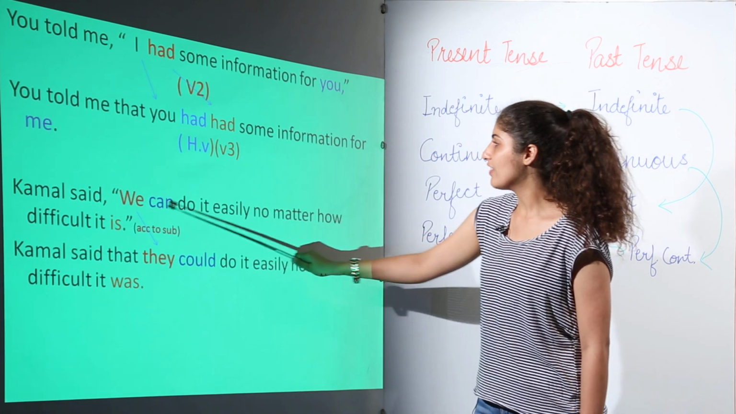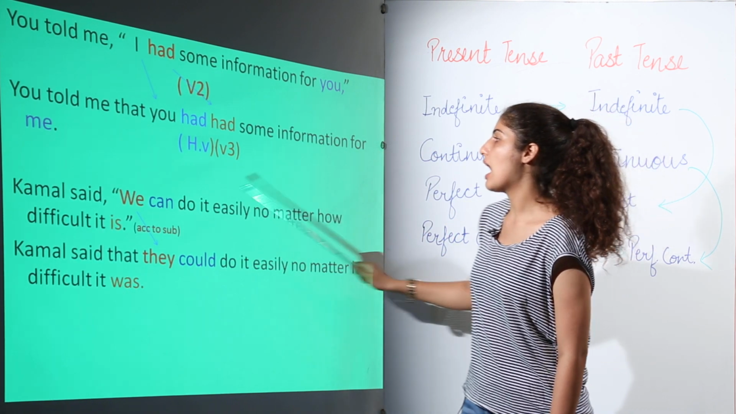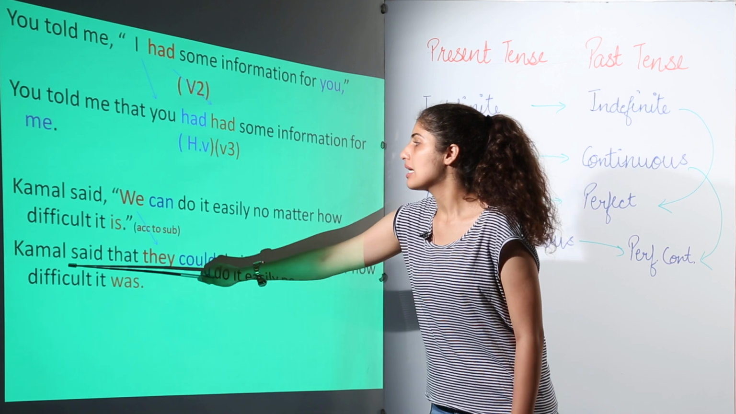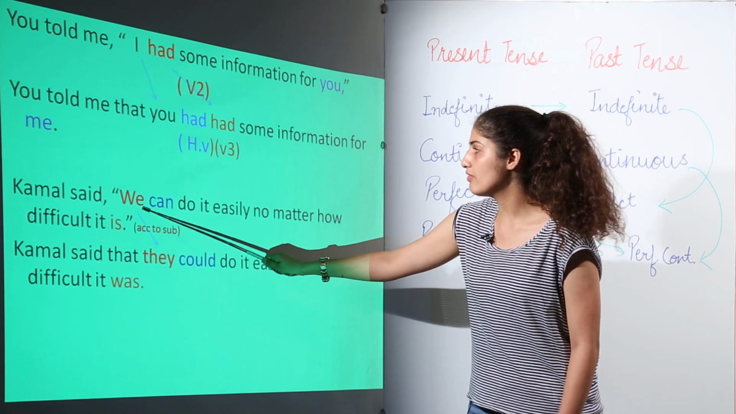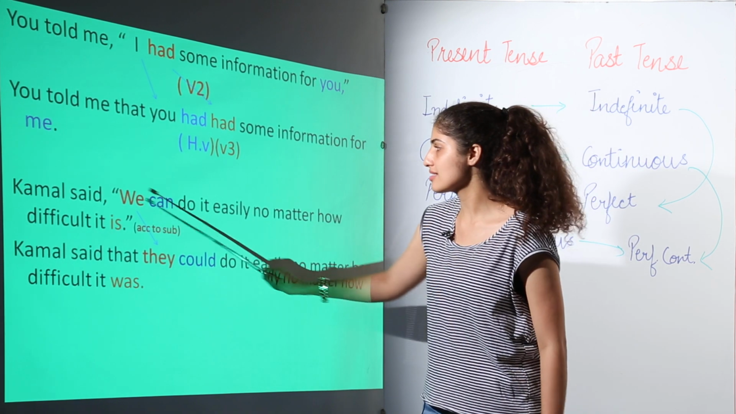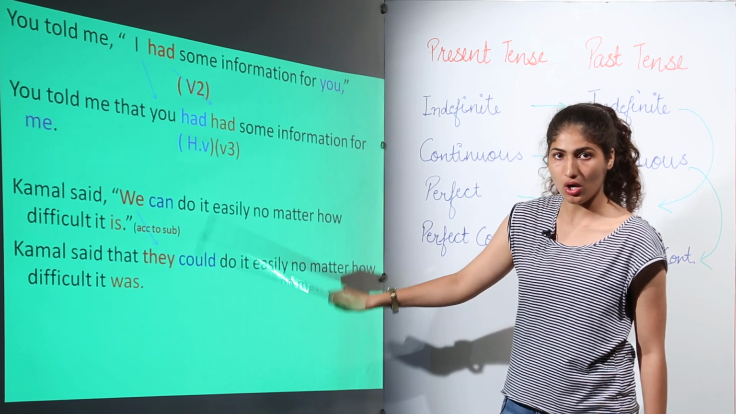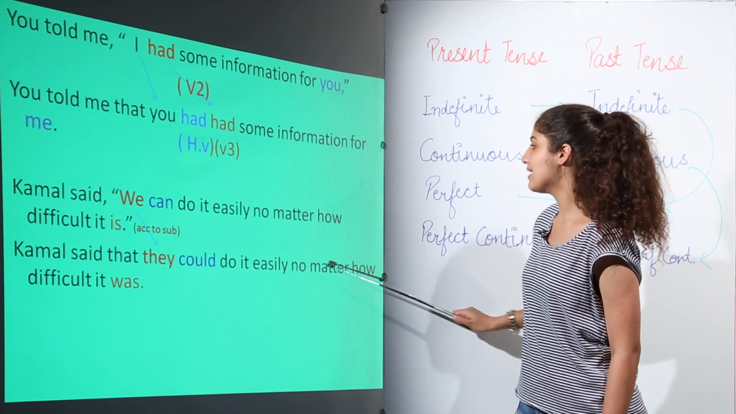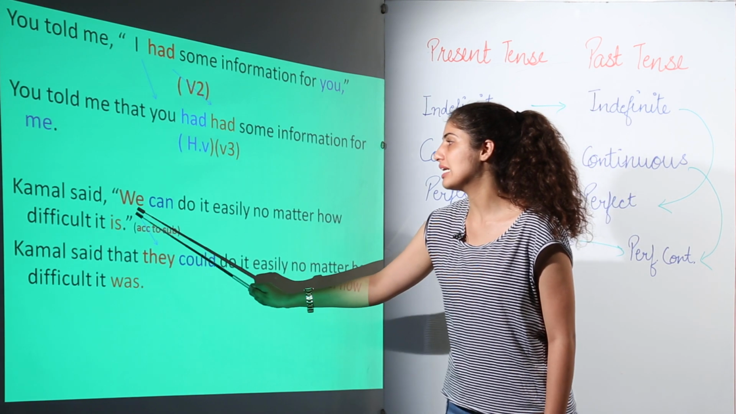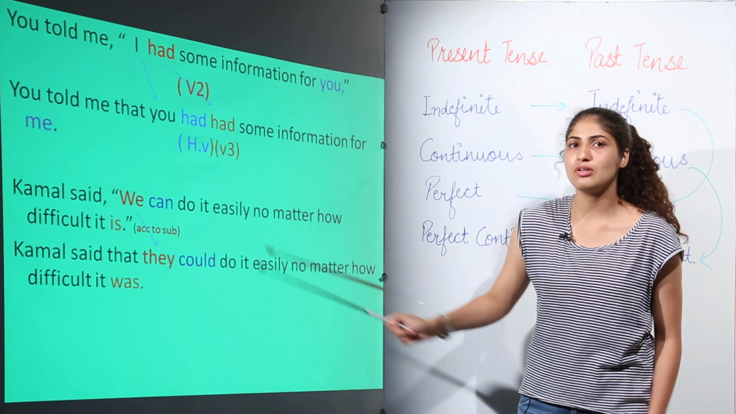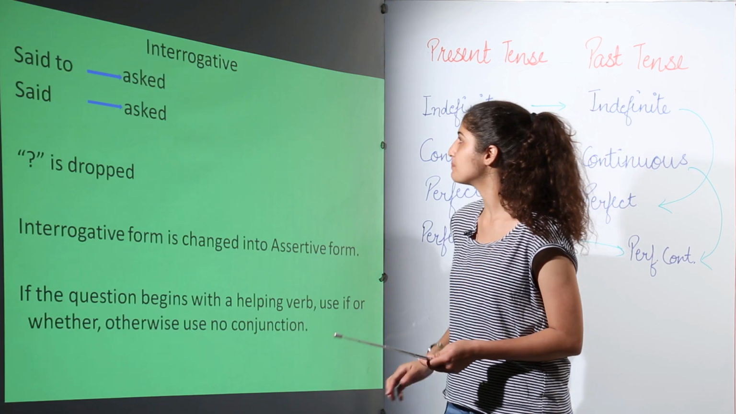Kamal said, "We can do it easily no matter how difficult it is." Now Kamal said that. Now we will change according to subjects. So Kamal said that they, can will be changed into could. We have already discussed about it. They could do it easily no matter how difficult it was. Is will be changed into was.